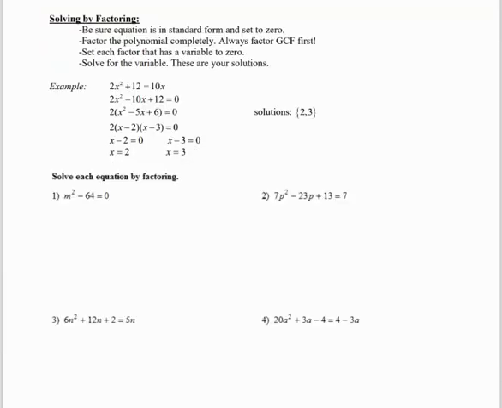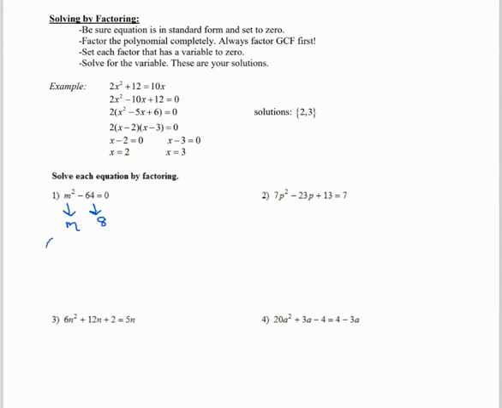Okay, so if we look at question 1, it has 2 terms and there's not a GCF. So if it has 2 terms, we ask ourselves, is this a difference of squares, a sum or difference of cubes, or maybe it's neither? In this case, I have subtraction, so it's a difference, and I see a square. And 64 is also a perfect square. So this is a difference of 2 squares. What I'm going to do is take the square root of m squared, which is m, and the square root of 64, which is 8.